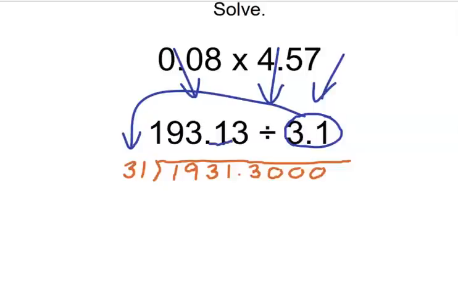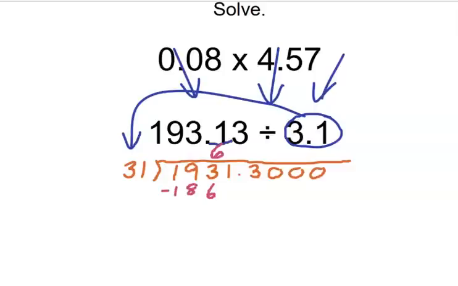All right, so how many times does 31 go into 1? It can't. How many times does 31 go into 19? It can't do that either. How many times can 31 go into 193? I'm going to guesstimate that it's going to be about 6. So let's see if 6 works. 6 times 1 is 6. 6 times 3 is 18.